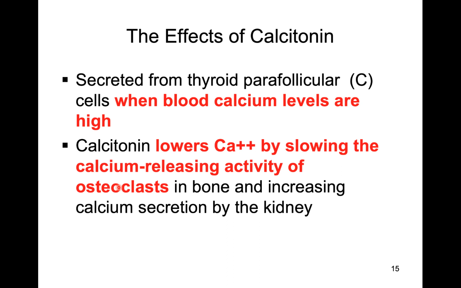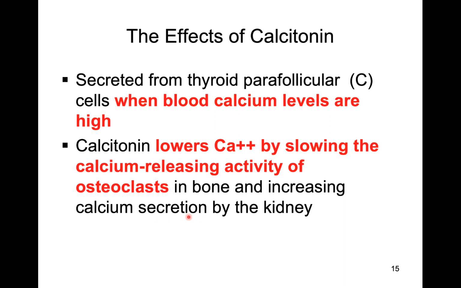The job of calcitonin is to say, hey, osteoclasts, can you guys slow down your function? You're releasing too much calcium into the blood. Now our blood calcium levels are way too high. So we slow down osteoclast activity, but we also increase calcium secretion by the kidneys.